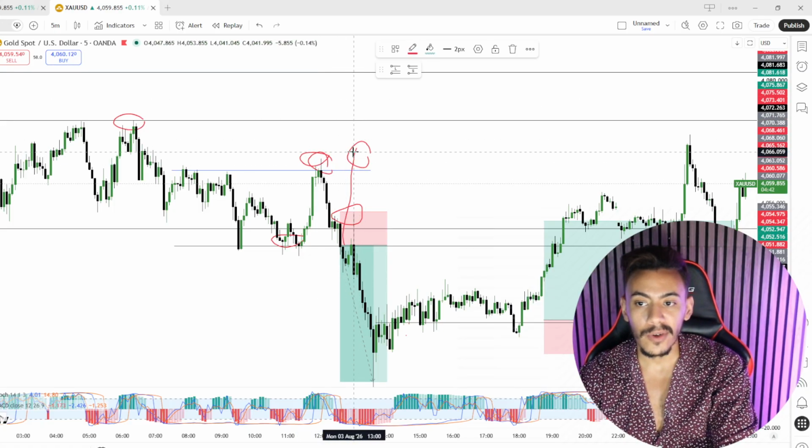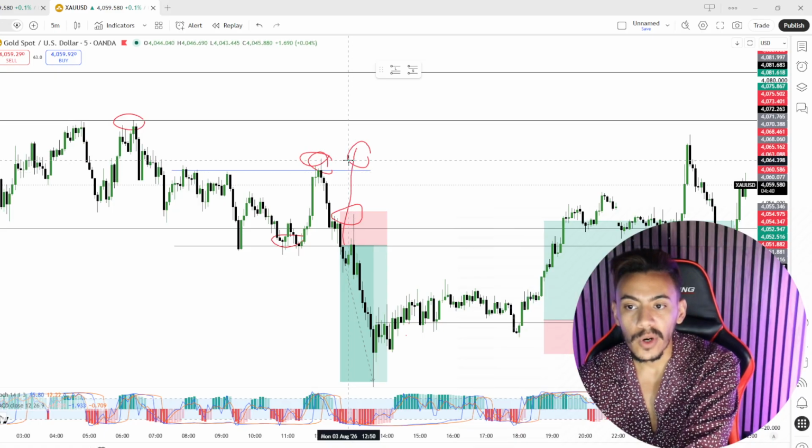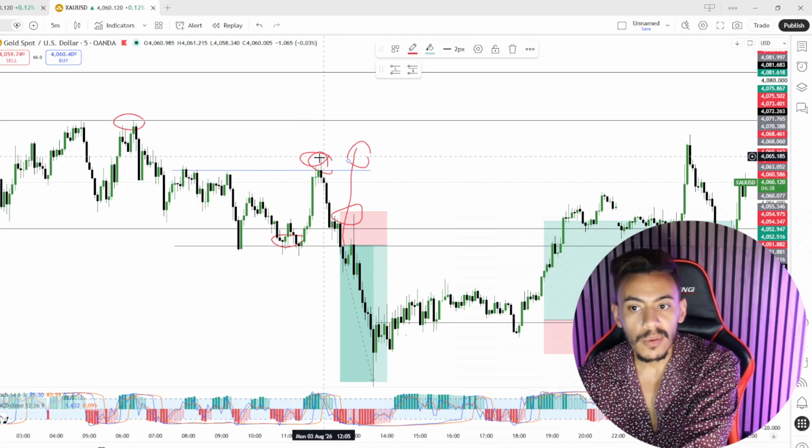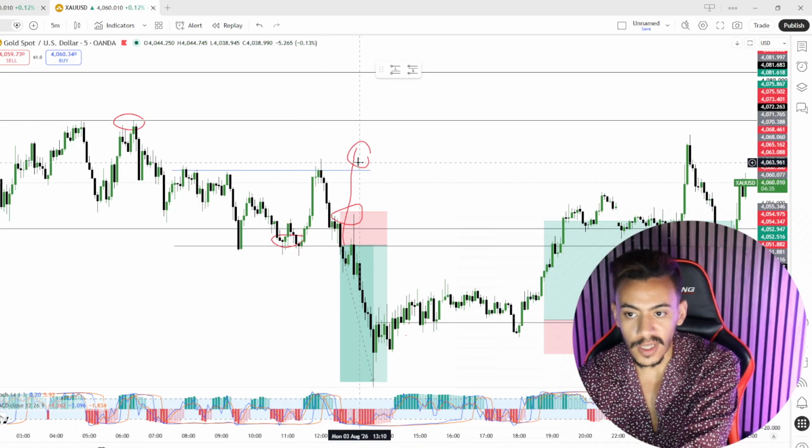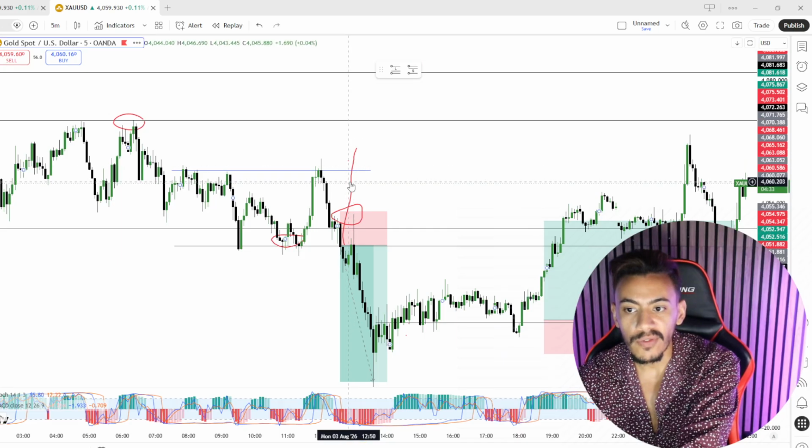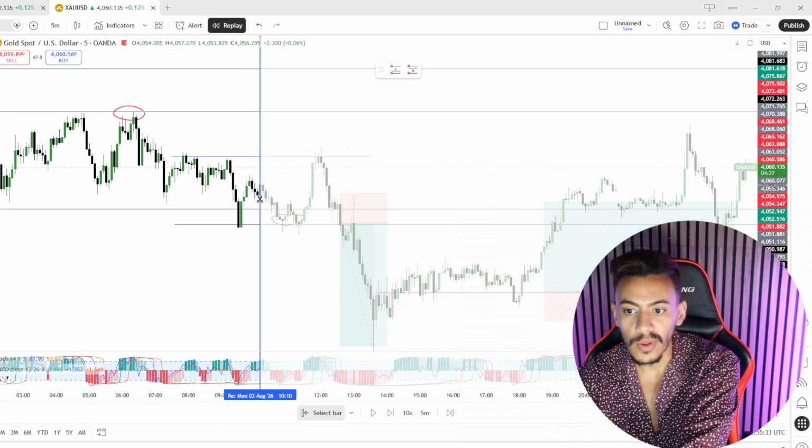Or in this scenario, since I already know that we're on a downtrend and I'm waiting for the price to break the structure to the downside, I'll be waiting for a 5 minutes candle to break to the downside. Let's replay this right now and see how it will look.